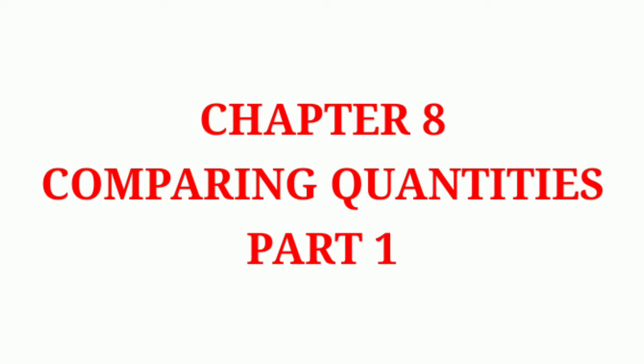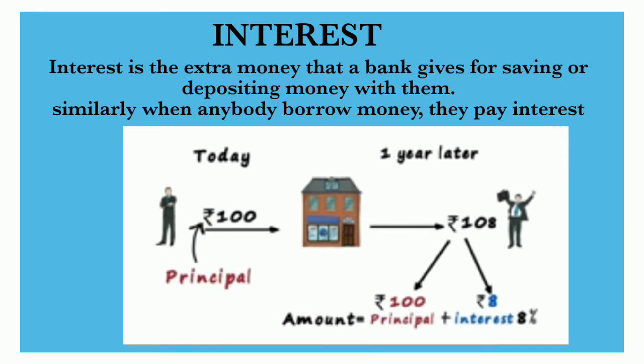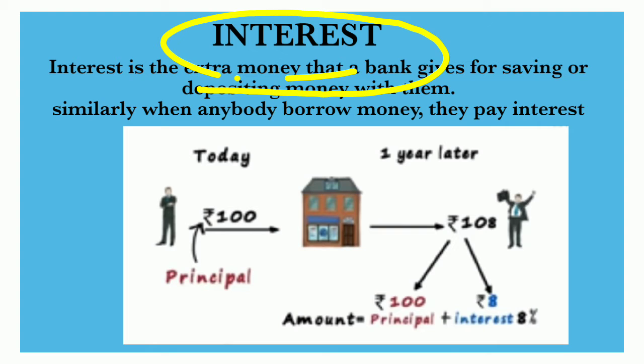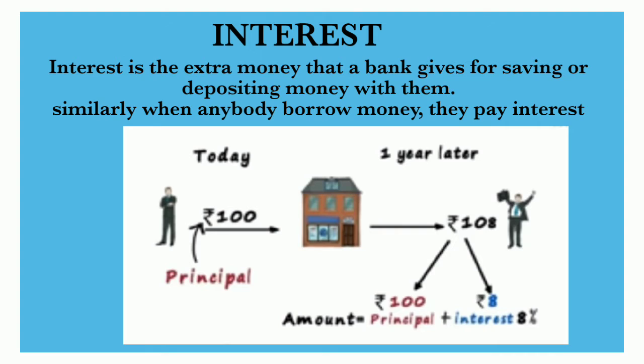Chapter 8, Comparing Quantities, Part 1. Students, the word interest is very familiar, because in front of a bank or post office or any other financial institution, you can see 9% interest or 5% interest given by the bank or post office, etc. What is meant by interest?